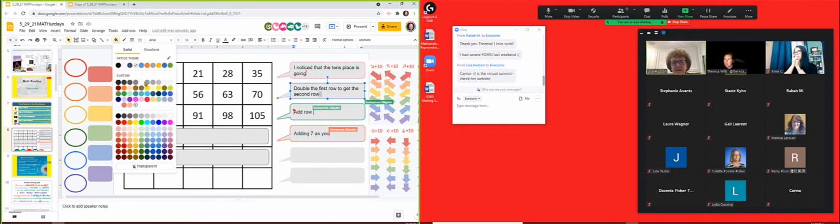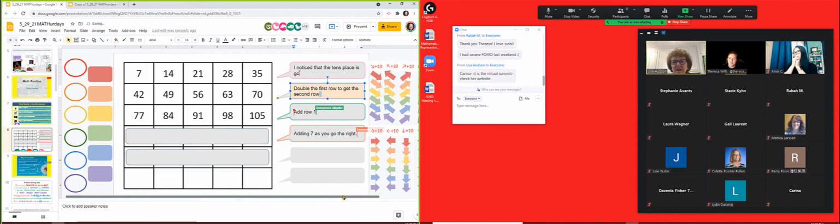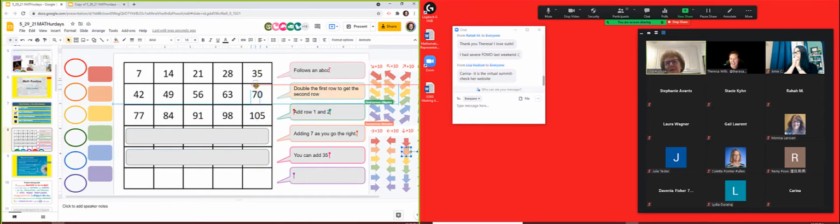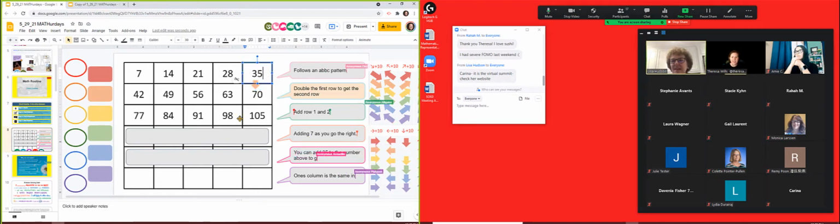Let's do this one. I'm going to put this one in orange. If that was you, tell us double the first row to get the second row. What do you mean by that? That's cool. Tell us which one you were thinking of, though. Oh, neat. So why does it work for this one? Like, why does doubling also work?